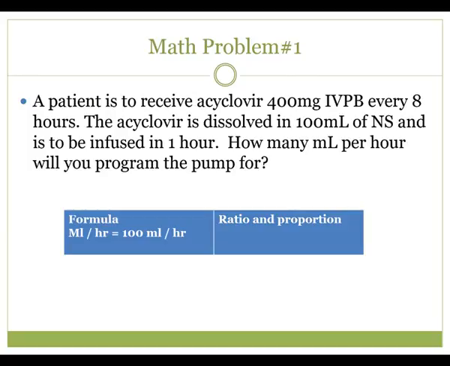Acyclovir, 400 milligrams every 8 hours. Say acyclovir is in 100 mils of normal saline and to be infused over 1 hour. How many mils per hour? The 400 milligrams is fluff. The 8 hours is fluff. All you need to know is there's 100 mils to go in over 1 hour, which gives you 100 mils an hour.